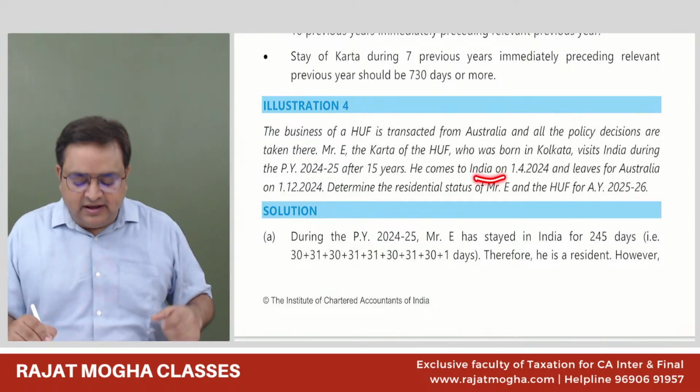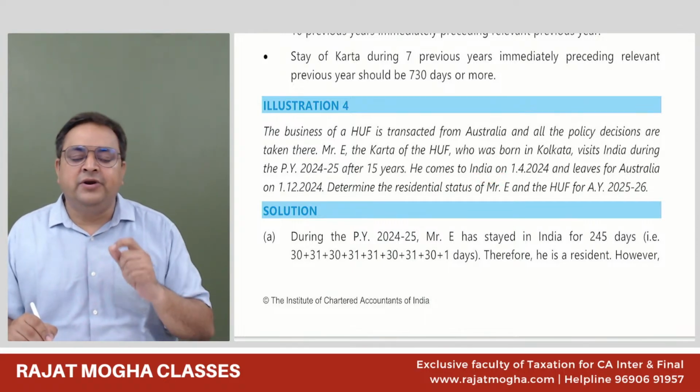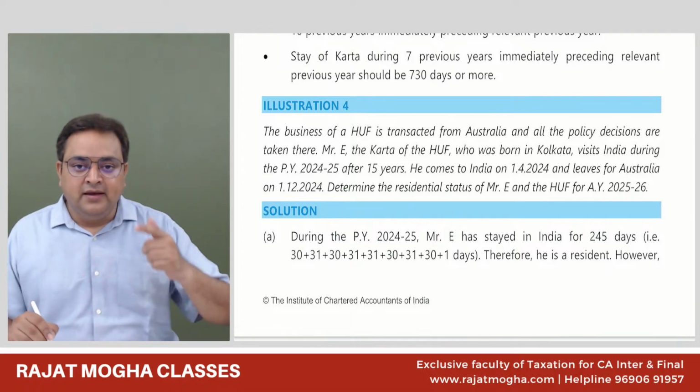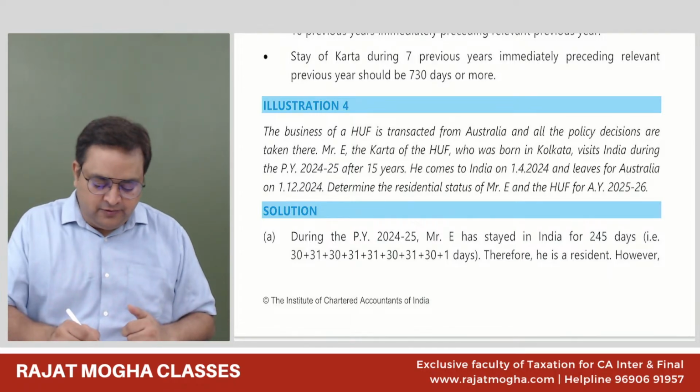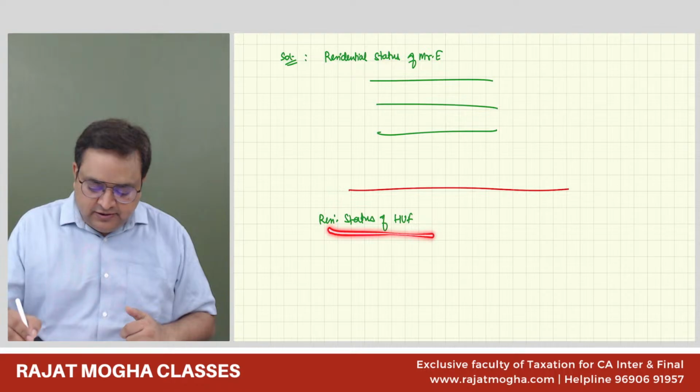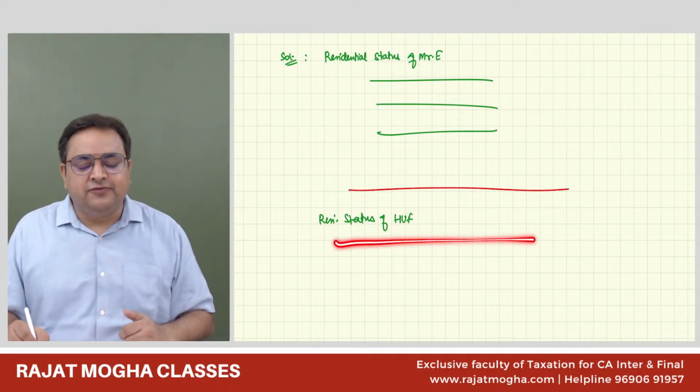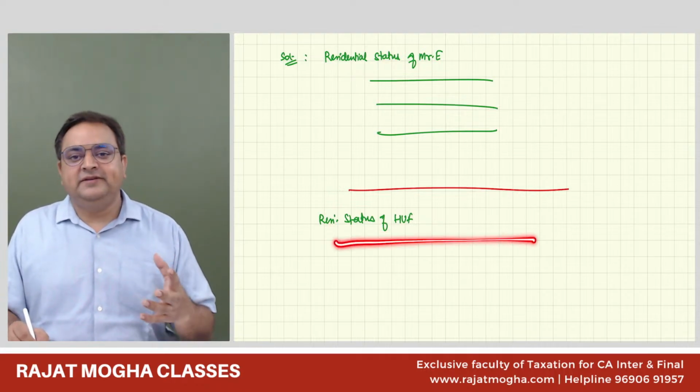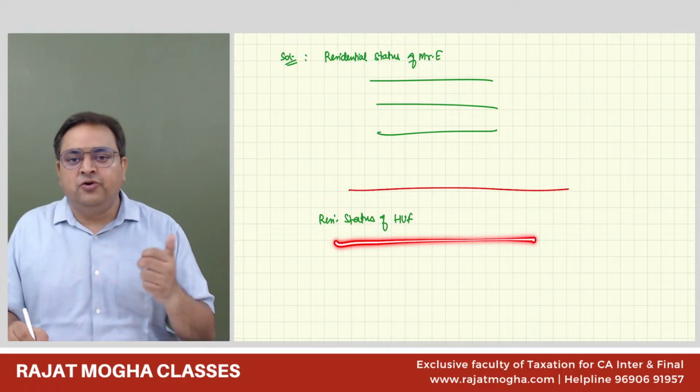So the answer would be he is a resident but not ordinary during this previous year. Now come to HUF. So first write the provision of HUF. What is the provision of HUF? Please tell me when HUF becomes resident or non-resident.